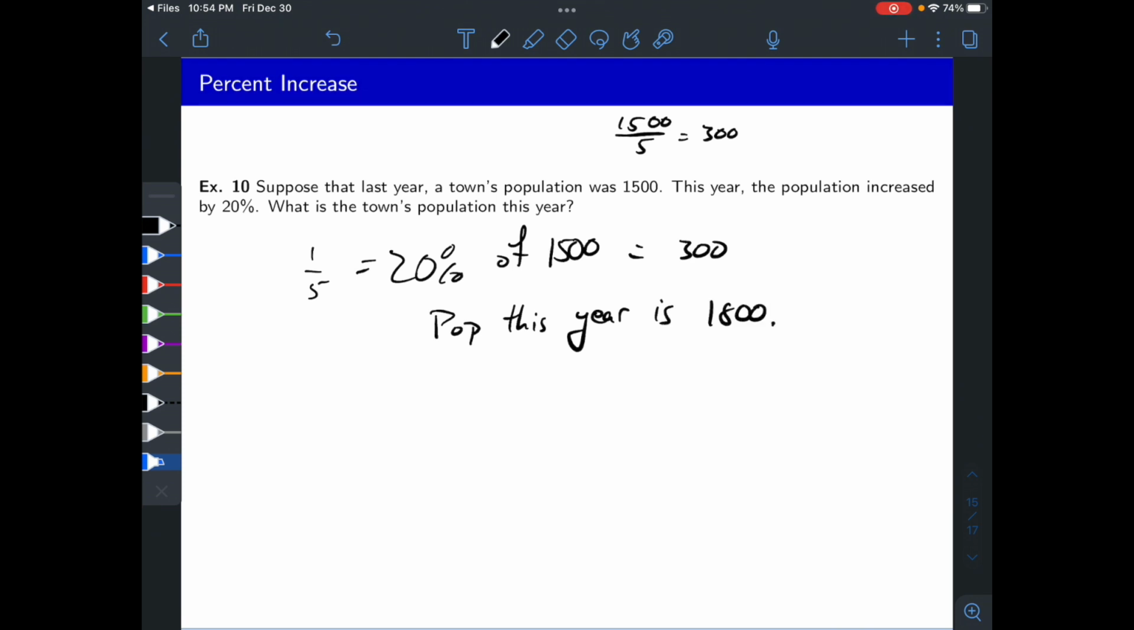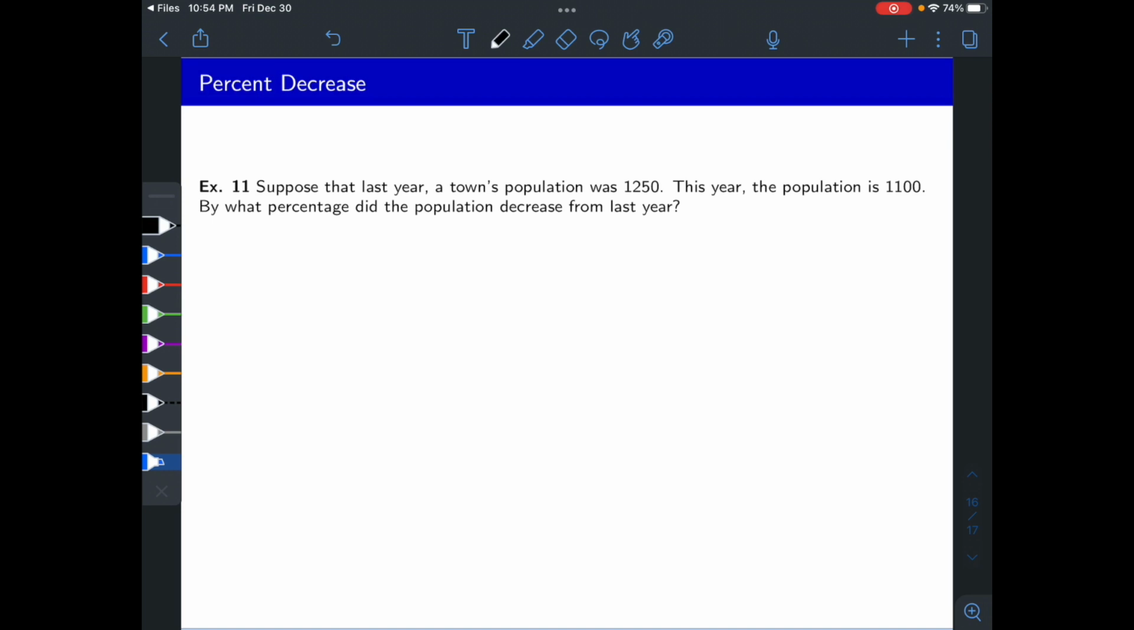All right. Population decrease is very similar. So let's suppose that last year the population was 1250. This year the population is 1100. By what percentage did the population decrease from last year?